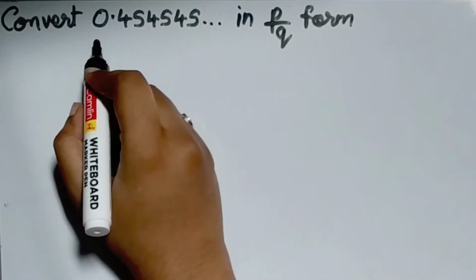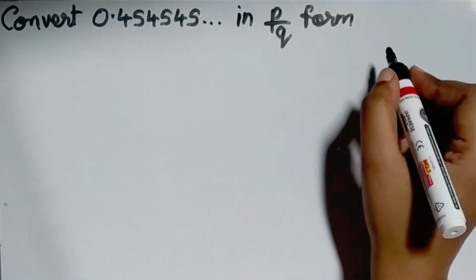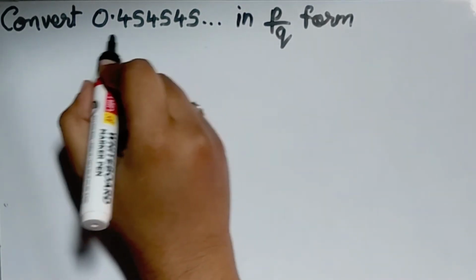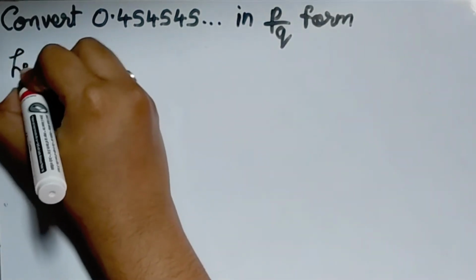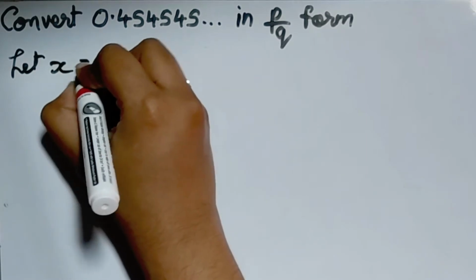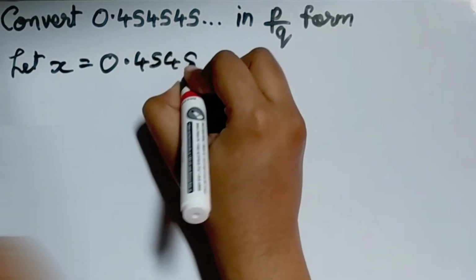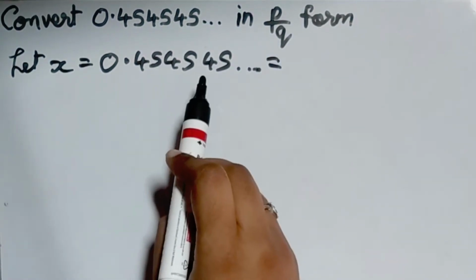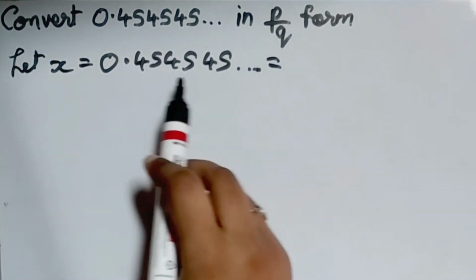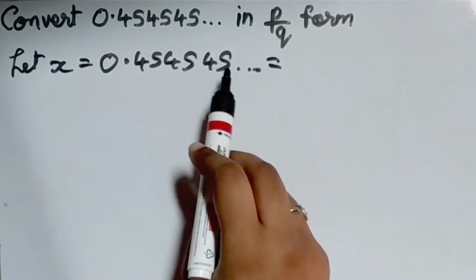Now convert 0.454545 and so on in p by q form. So here again we will take this number as x. Let x equal to 0.454545 and so on. And this is also a non-terminating recurring decimal. That means it is not stopping and it is going on repeating the sequence 4 5.